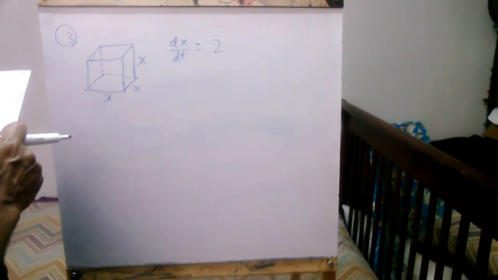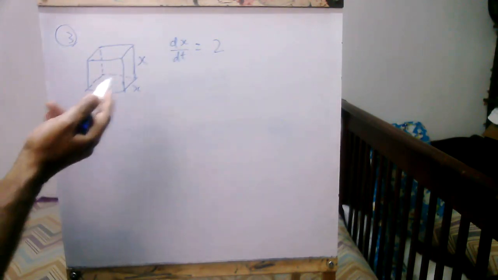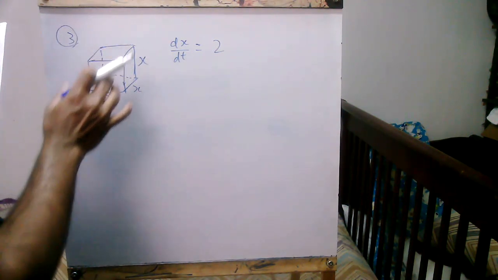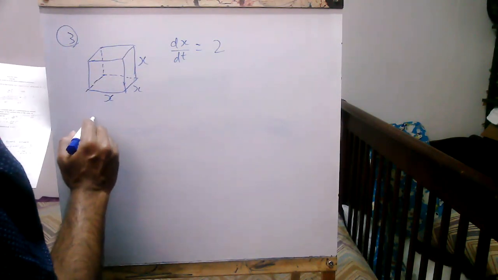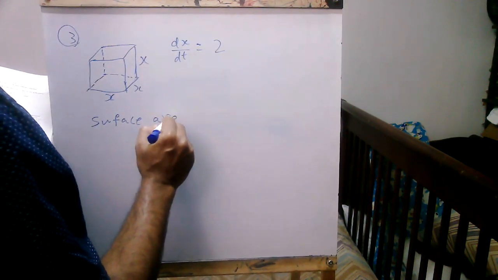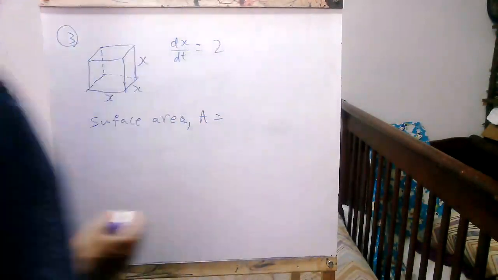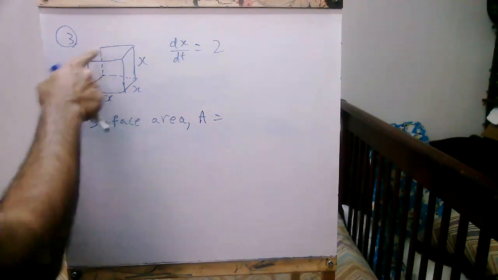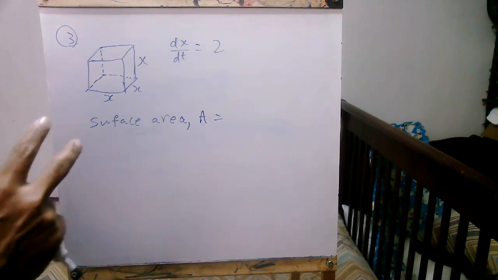The question asks at what rate the surface area is increasing. So write the expression for the surface area. This is a cube, therefore all its sides are equal. Surface area A equals, think in this way, all sides are x. How many sides in a cube? 6 sides. They all have the same surface area.